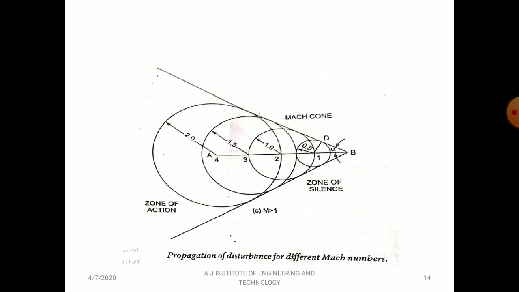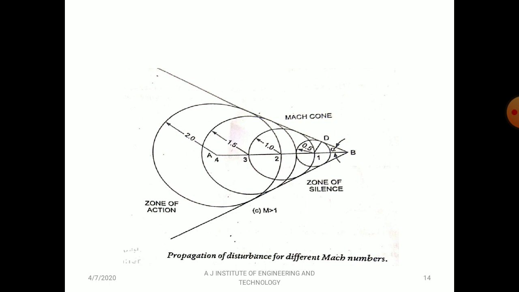Now the projectile moves to point 3. The time taken for the projectile to move from 3 to B is 3 seconds. So the distance traveled by the projectile is given by V into dt. V value is 1, dt is 3, that is 3 units. The distance traveled by the disturbance or pressure waves is given by C into dt. dt value is 3 and C value is 0.5. 3 into 0.5 becomes 1.5. So taking 3 as a center point, draw one circle with a radius equal to 1.5 units.